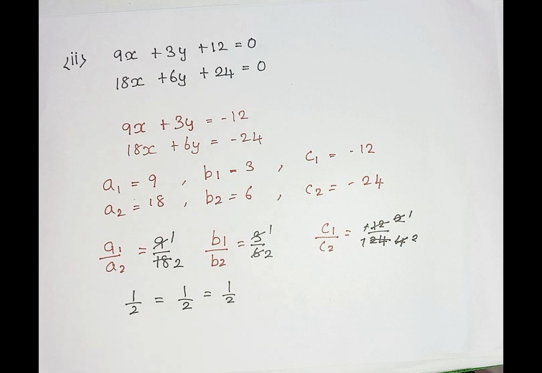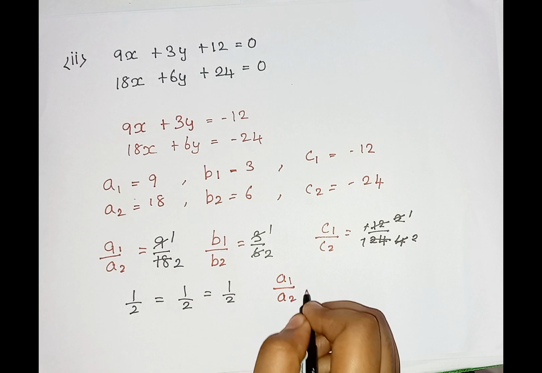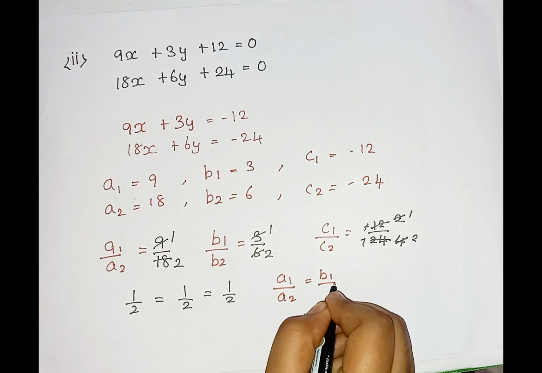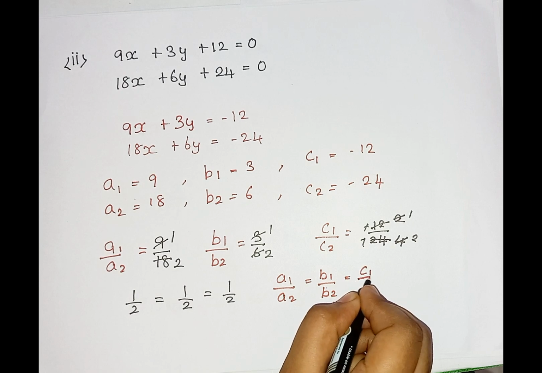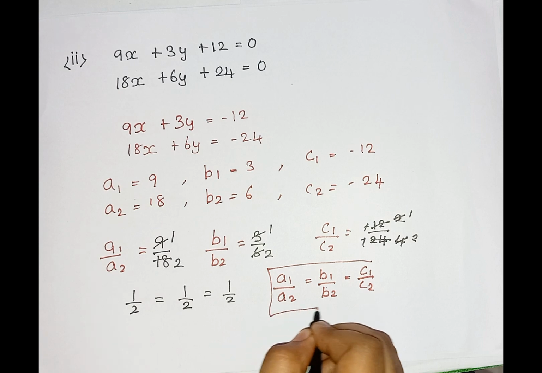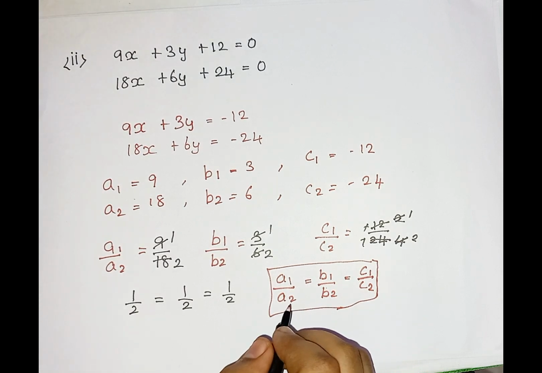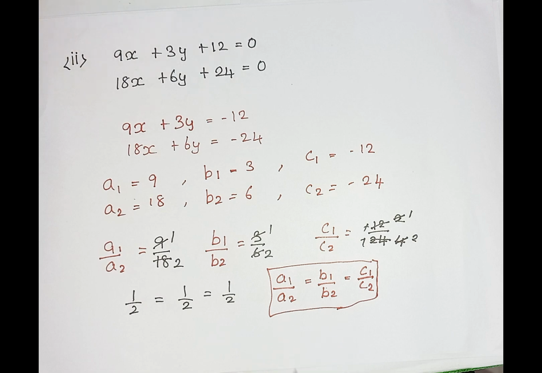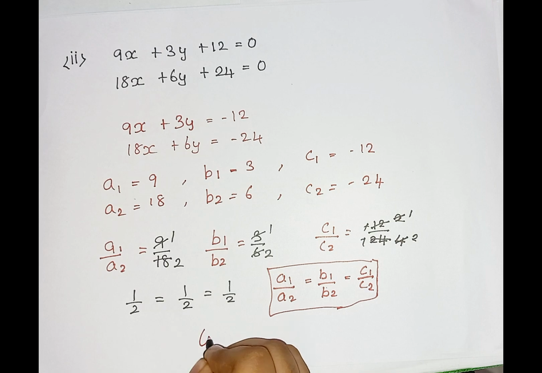Then I can apply this rule, that is a1 by a2 is equal to b1 by b2 is equal to c1 by c2. I can actually apply this rule, isn't it? So what is the lines? So whenever we have like this rule, we are supposed to write the lines as well, isn't it? So here it is coincident.